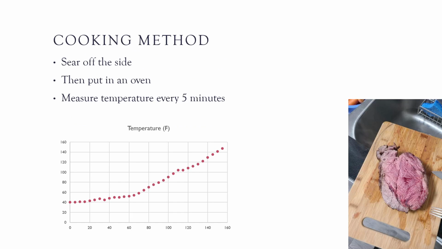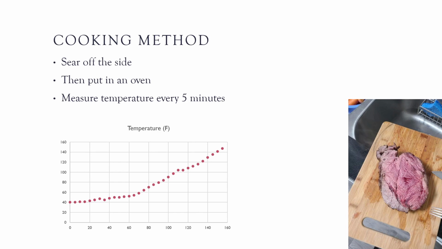I did an actual cooking time of approximately two and a half hours. First, I seared both sides of the meat, but the inside temperature started at around 40 degrees Fahrenheit due to the sear. I measured the cooking meat every 5 minutes, and after each 5 minutes I would take it out of the oven and measure the temperature.